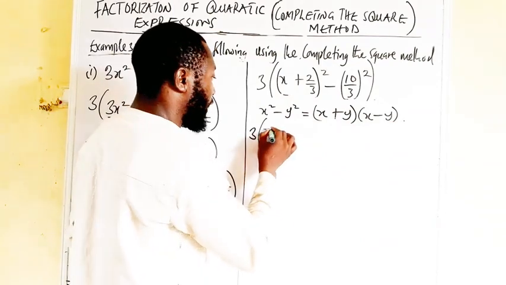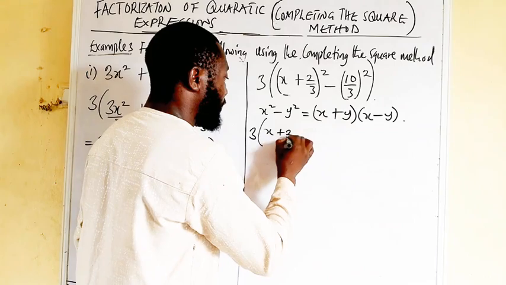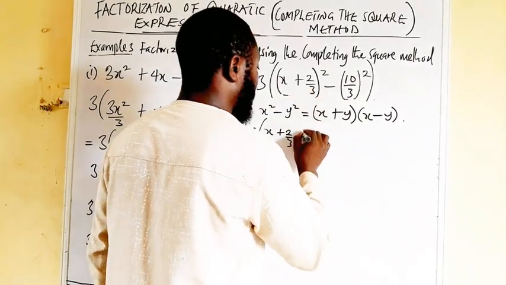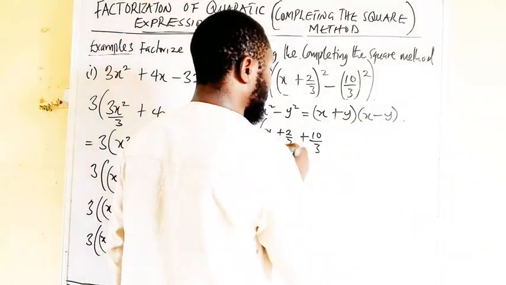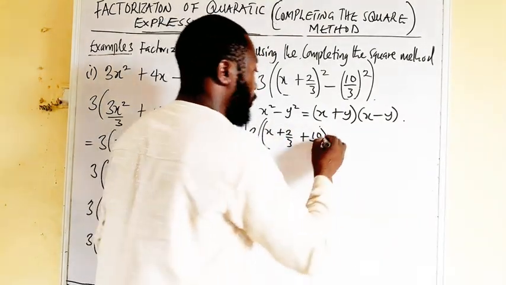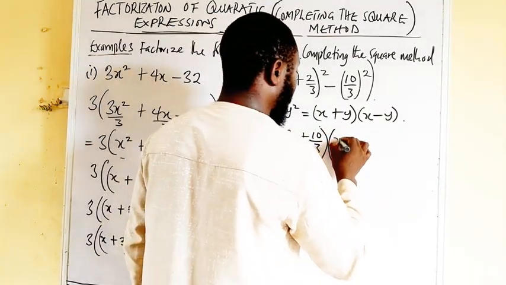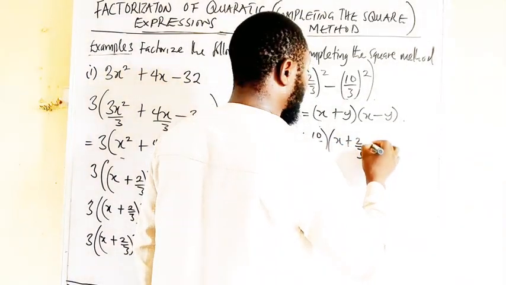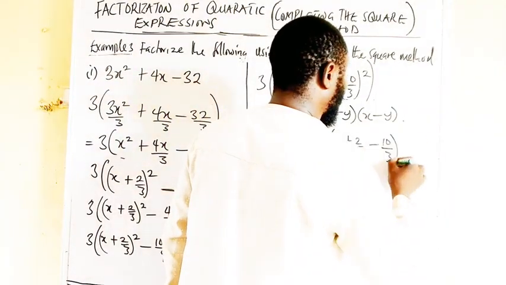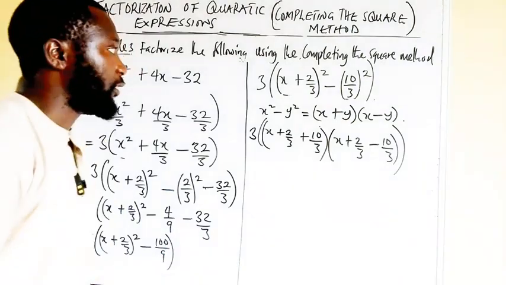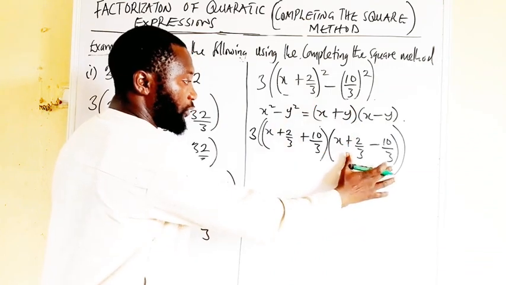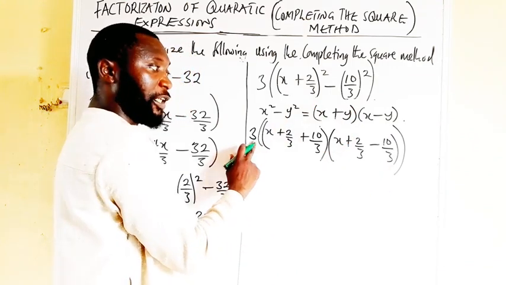So now we have x plus 2 over 3 plus 10 over 3. Close the bracket. Open another bracket. x plus 2 over 3 minus now 10 over 3. We close the bracket, close the big bracket. What you have here, this difference of two squares, gives us this result. So our 3 still remains outside.